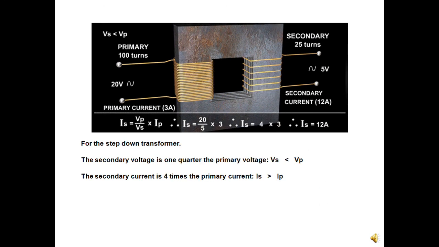Another sample calculation: 20 volts, 100 turns, 3 amps, and then 25 turns, 5 volts. Well, given that the PD here is 4 times smaller, we'd expect the current to be 4 times bigger, and of course it is.